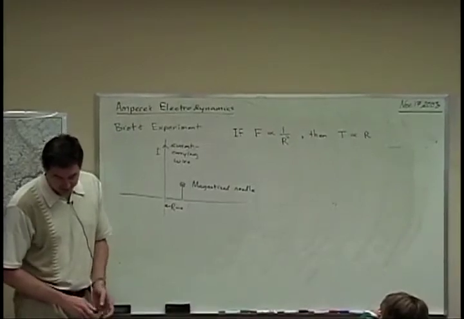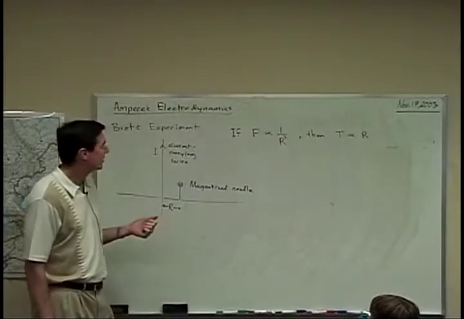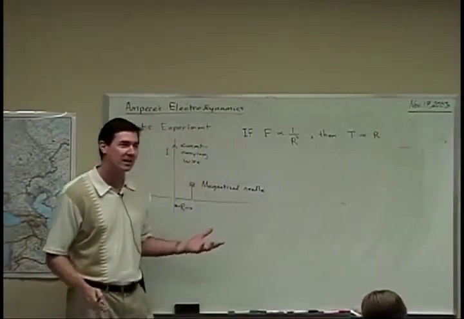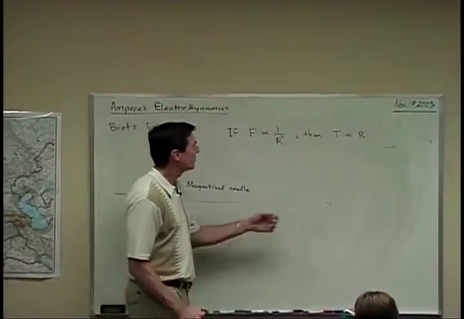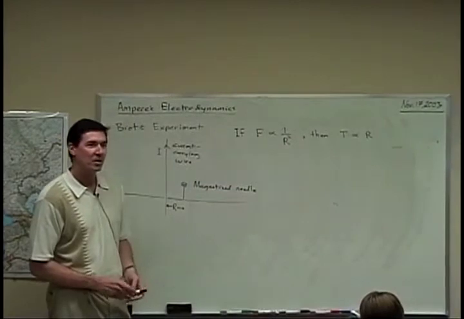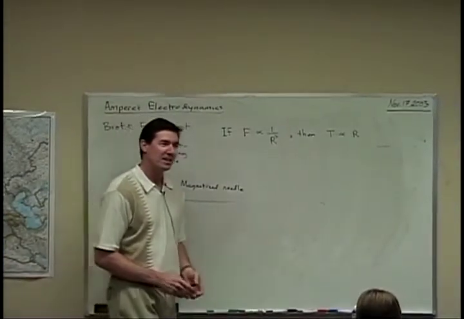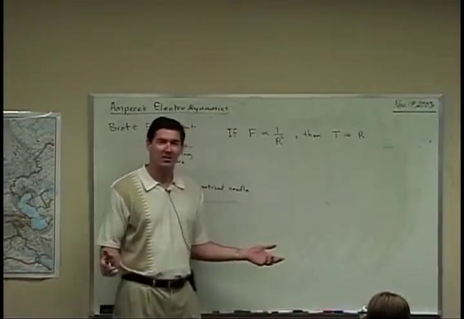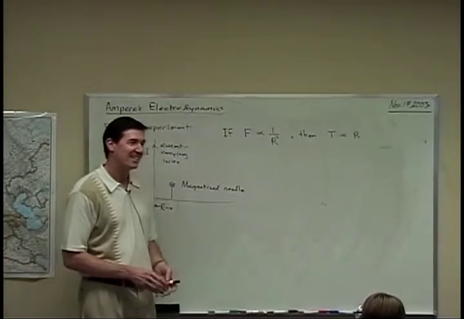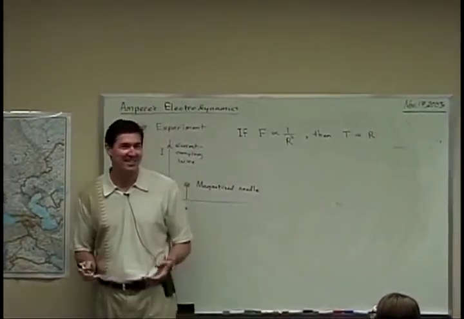Now, so when he doubles the distance, he gets like 1.4 times for the period. Now, what does that suggest to you? Anything? Can you think of a relationship between 1.4 and 2? Is there anything you can do to 2 to get 1.4?